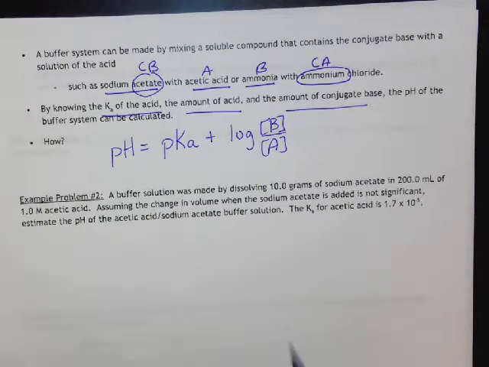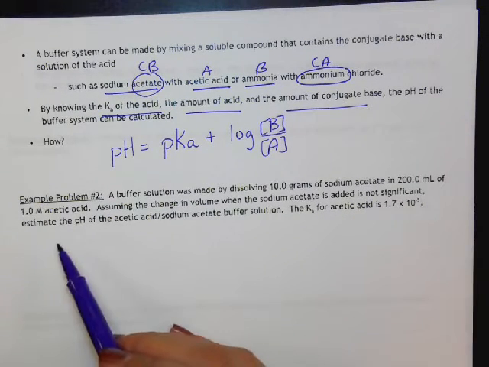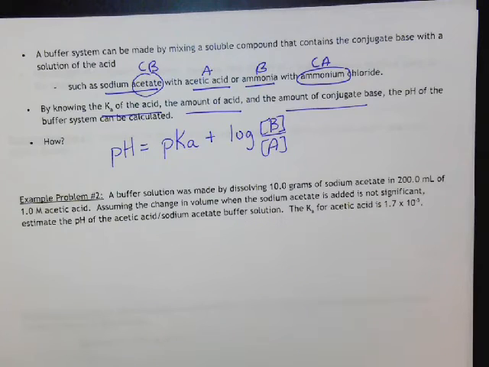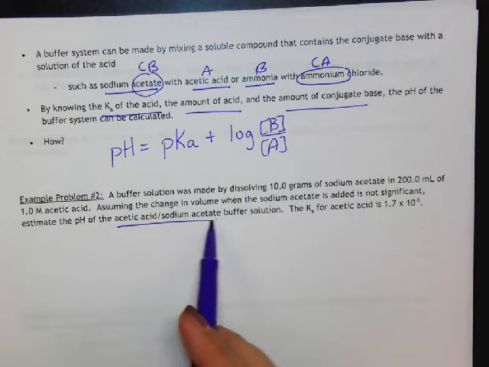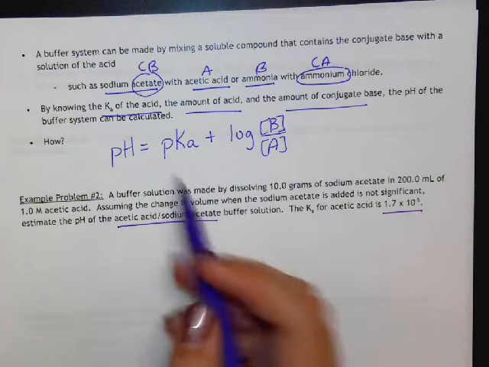A buffer solution was made by dissolving 10 grams of sodium acetate in 200 milliliters of 1 molar acetic acid. Assuming the change in volume when the sodium acetate is added is not significant, estimate the pH of the acetic acid acetate buffer solution. And the Ka is this. So again, we can use this equation.